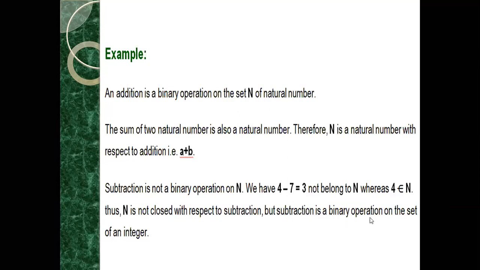But subtraction is a binary operation on the set of integers, because the integer set contains all positive integers and negative integers. So subtraction is closed, is a binary operation on the integer set, but not a binary operation on the natural number set. Okay.